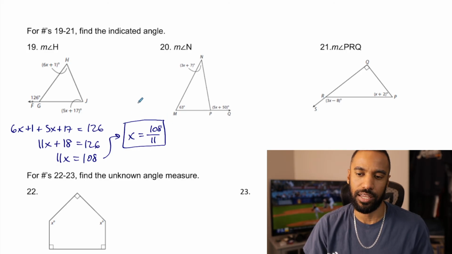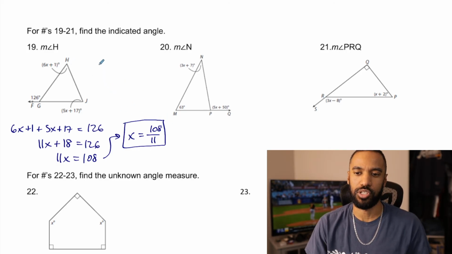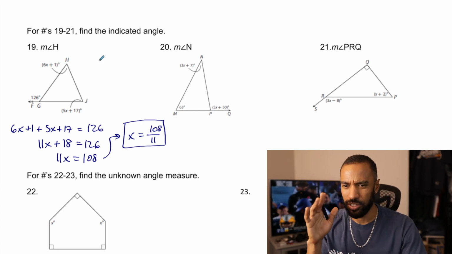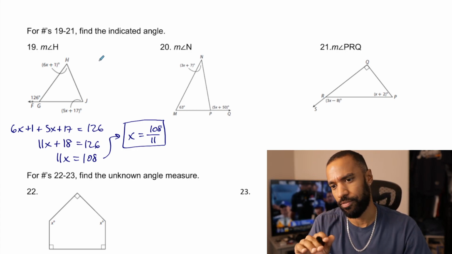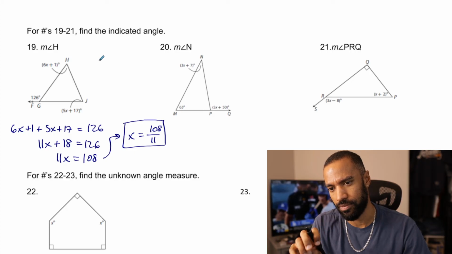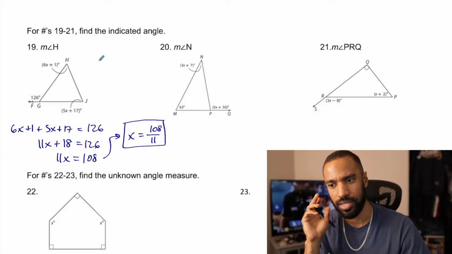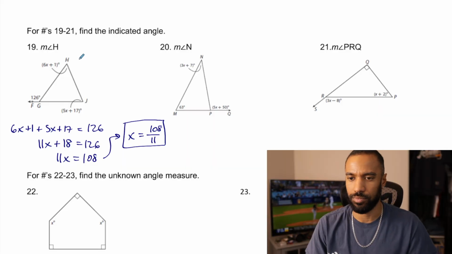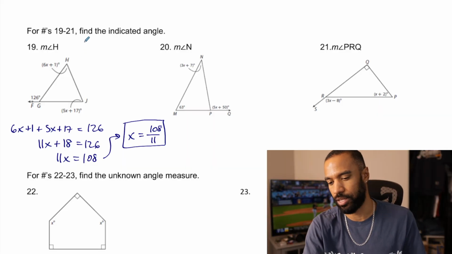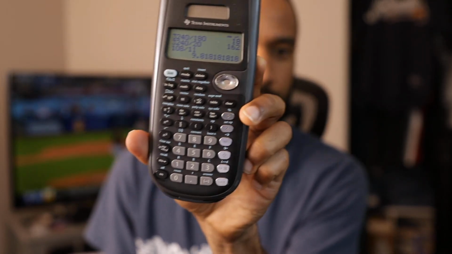Oh, measure of angle H. Great. So now I've got to substitute that in. Was that the right answer? Let me make sure. 6x plus 5x is 11x. 1 plus 17 is 18. Subtract, I get 108. Yes, it was. So now we just got to... I will use my calculator value. I currently have this one right here.